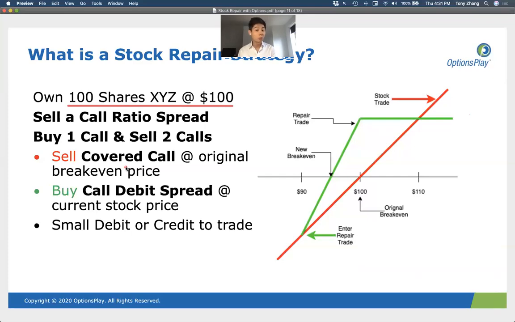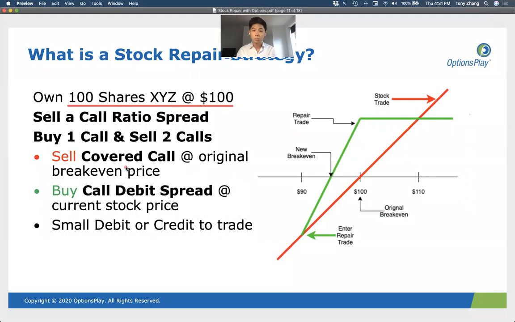Not everyone has 100 shares of the stock that they are down 5 to 7% on, and you may not be down 5 to 7%. You might be down 20%. So this is, again, a limiting strategy. But if you own 100 shares of a stock, you're down about 5 to 7%, and you think the stock is now going to rally a little bit further, this is where you can use a ratio spread.